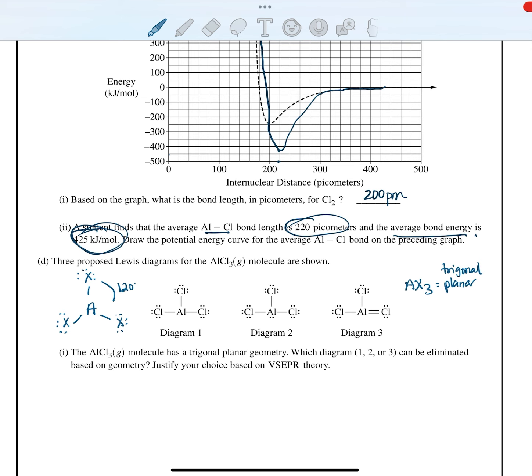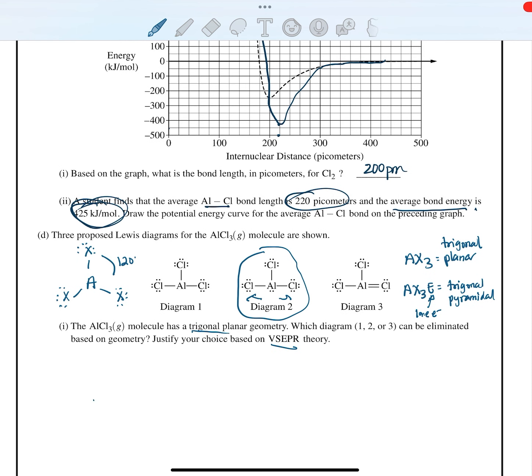Now, another variation of this generic formula is AX3E. If I have this configuration, this will be my trigonal pyramidal. And this E represents lone electrons on the central atom, which is what diagram number 2 shows. So I know that diagram number 2 can be eliminated. It is not trigonal planar because of these lone electrons on aluminum that will push away these bonds. That's what this stands for, valence shell electron pair repulsion.